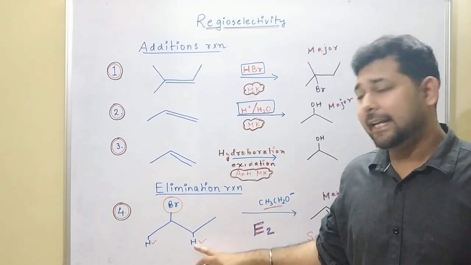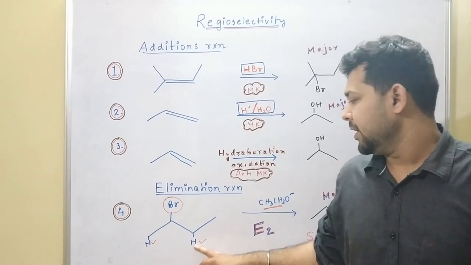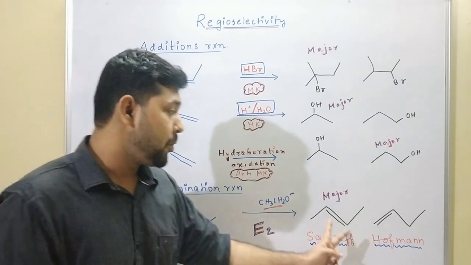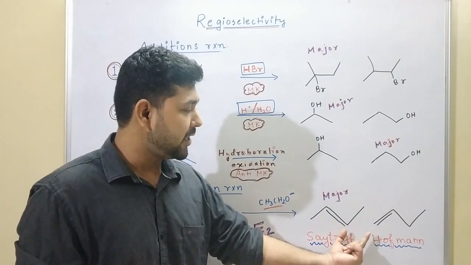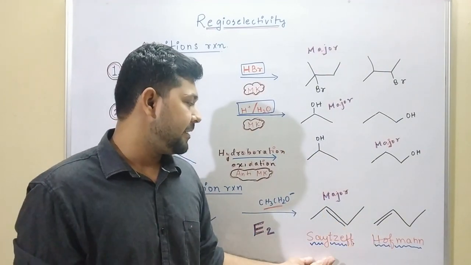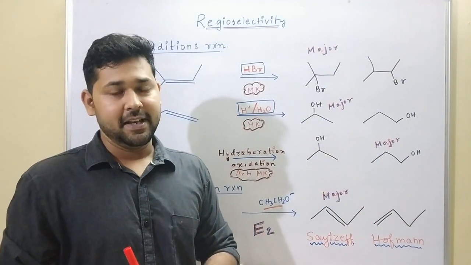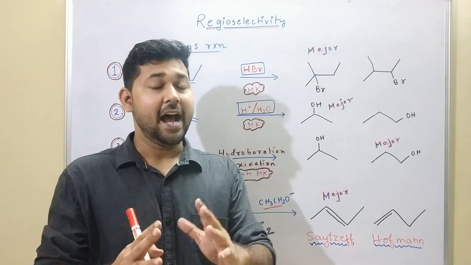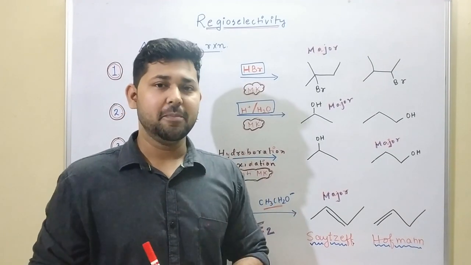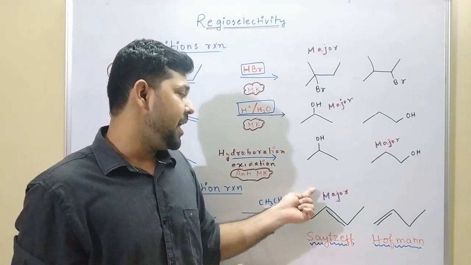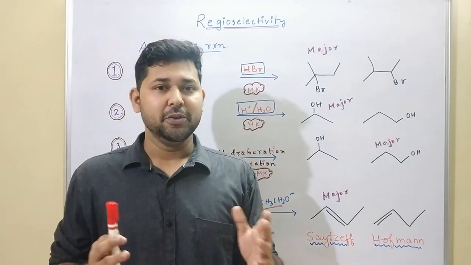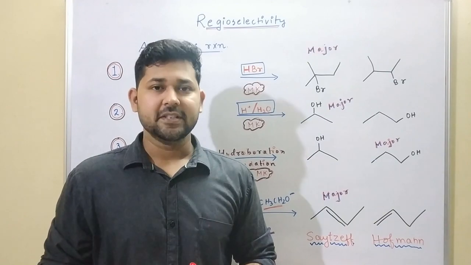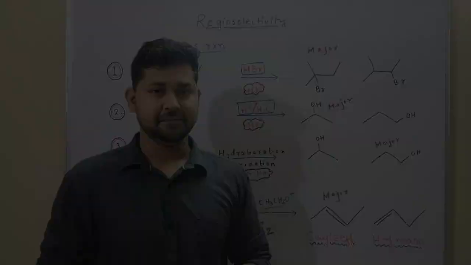The base has to take an H, that is a beta H, from either side it can do, and we get two products. The two products are both alkenes. One is the Saytzeff product and another one is the Hofmann product. The Saytzeff product is the major product. You can see both are constitutional isomers, and the Saytzeff one is the major product in this case. And you can see, you can select this out, and this is known as regioselectivity. I hope you got it.